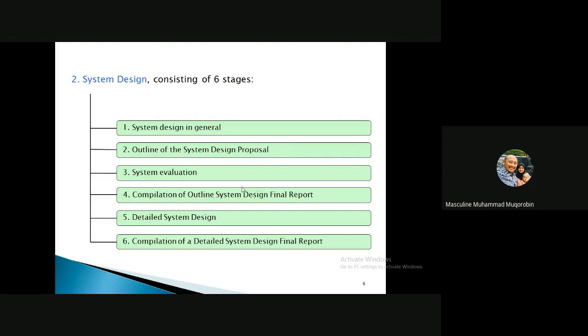Let's talk about system design. System design consists of 6 stages. 1. System design in general. 2. Outline of the system design proposal. 3. System evaluation. 4. Compilation of outline system design final report. 5. Detailed system design. 6. Compilation of detailed system design final report.